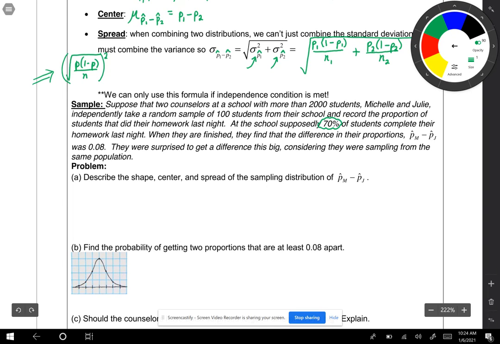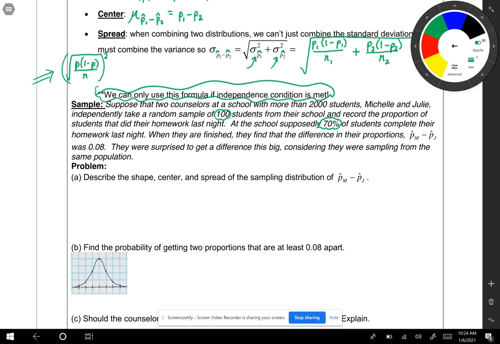The random sample is 100 students. Don't forget that. When they are finished, they find that the difference in their proportions, so P hat M minus P hat J, so Michelle minus Julie, was 0.08. They were surprised to get a difference this big, considering they were sampling from the same population.